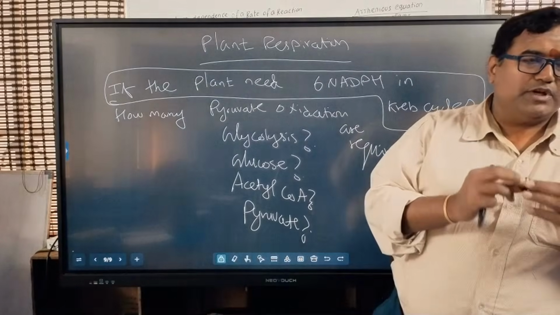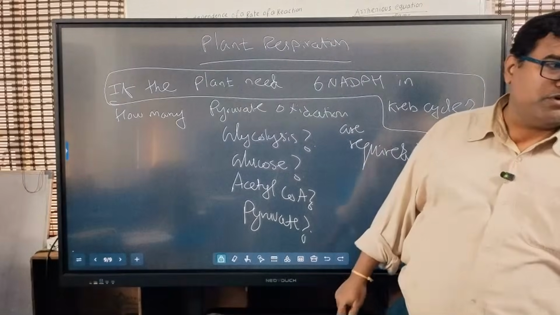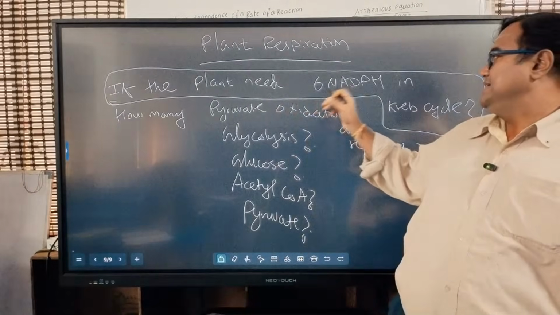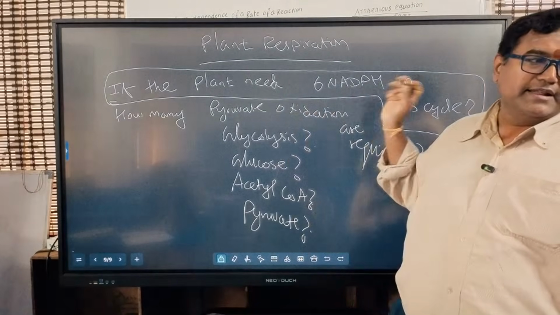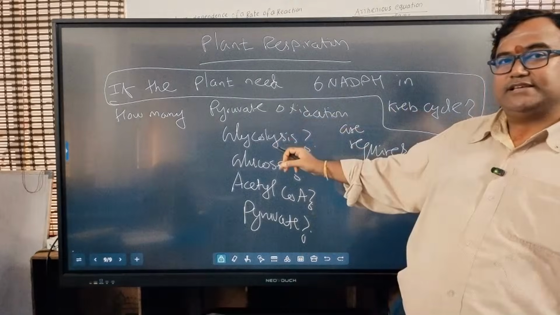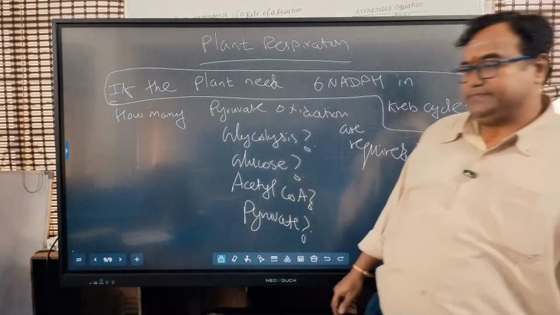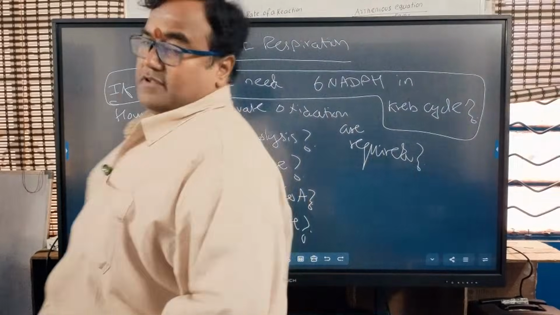So that I am there with you to help you. Again, one more time, I'll repeat. The plant needs 6 NADPH in the Krebs cycle. How many pyruvate oxidations are required? How many glycolysis are required? How many glucose are required? How many acetyl-CoA are required? How many pyruvate are required? Start calculating very fast.